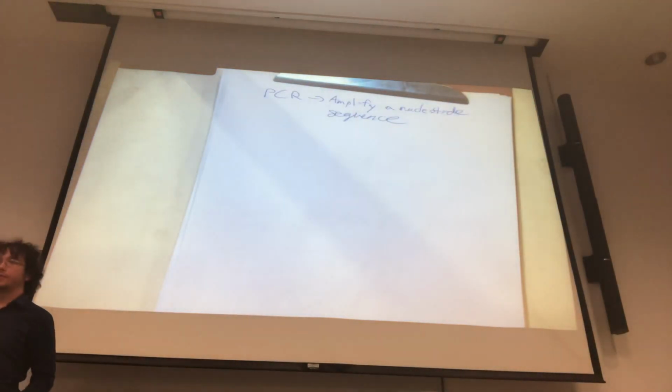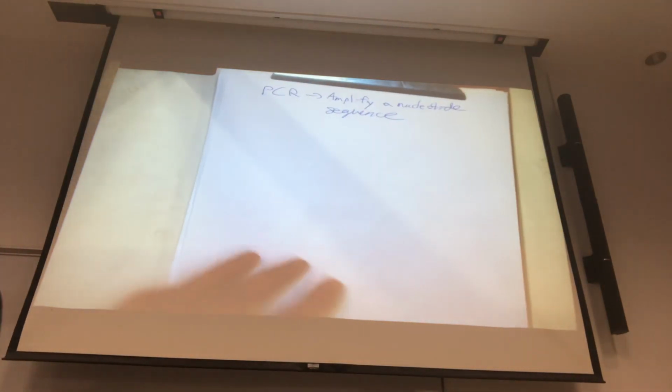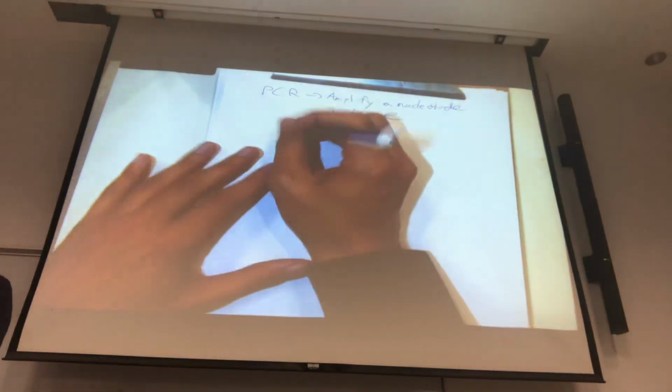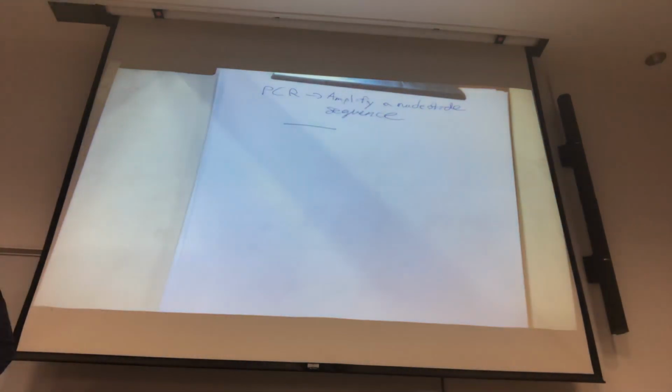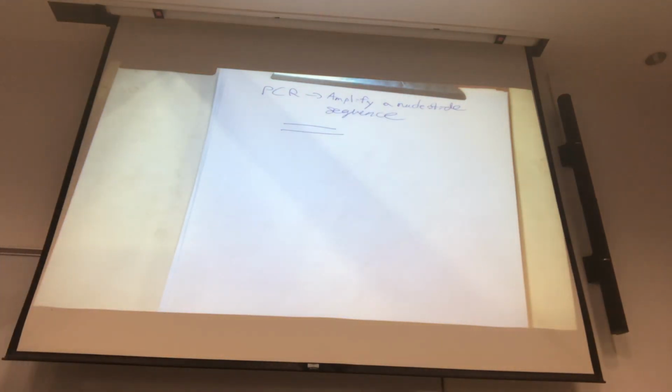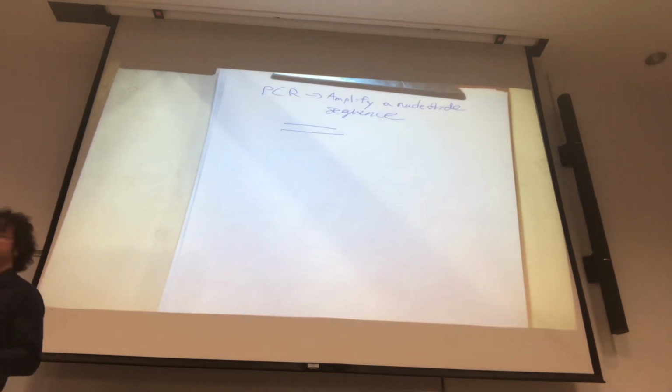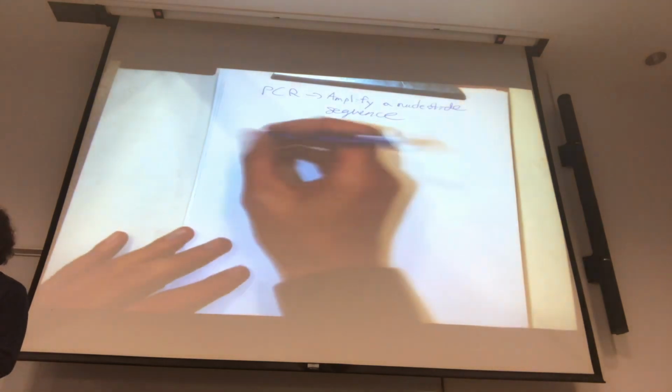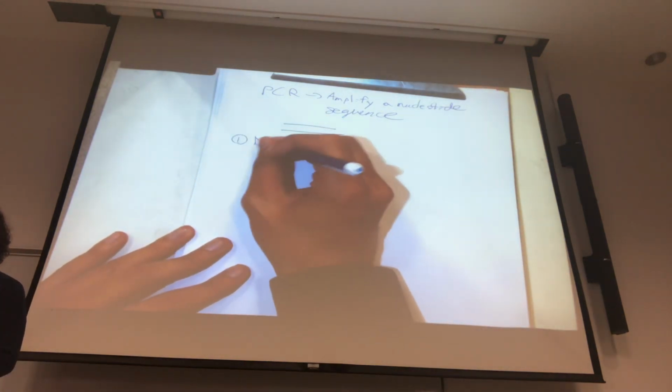Okay, PCR is to amplify a nucleotide sequence. The way it works is you have one copy of your nucleotide sequence, of your double-stranded DNA, and you can even do this with mRNA. We have one copy of it. PCR is 3 steps repeated over and over and over again. Step 1 is something called denaturation.